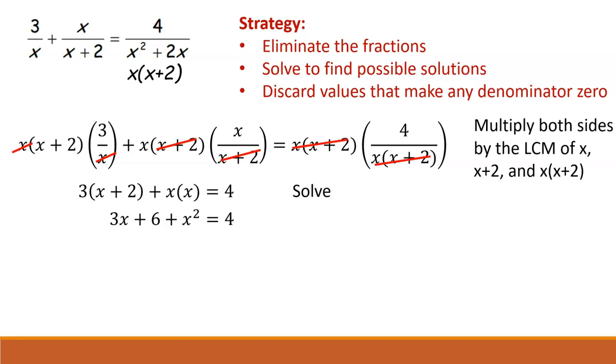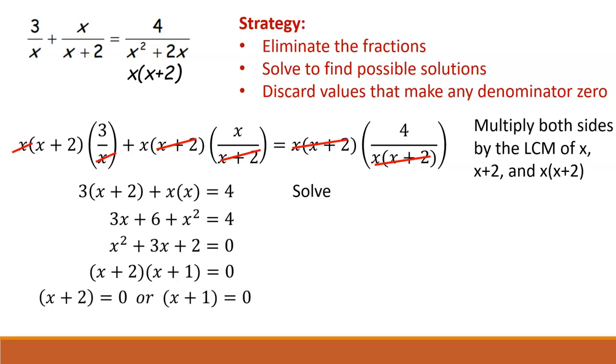And now we can see we have a quadratic equation because we have an x squared term. So let's subtract that 4 from both sides and then rearrange our terms so that we've got our quadratic equation in standard form. That allows us to factor the left side and then use the zero product property to say that either the x plus 2 is 0 or the x plus 1 is 0, which gives us two possible solutions. Either x is negative 2 or x is negative 1.